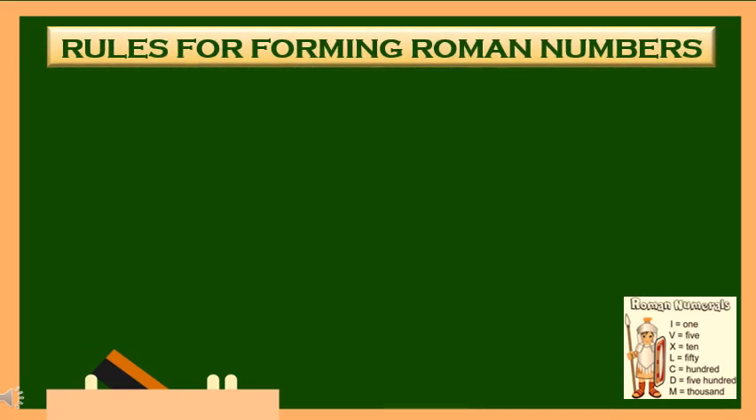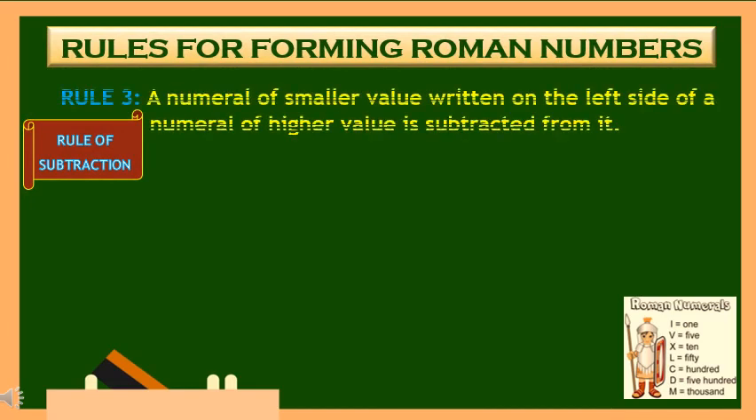Rule number 3 is the rule of subtraction. Here, if a symbol of a smaller value is written on the left side of a numeral of higher value, then it is subtracted from the higher value. For example, IV. I is 1, V is 5. So I is smaller and it is written on the left side of V. So we subtract these values. So 5 minus 1, that gives you 4.